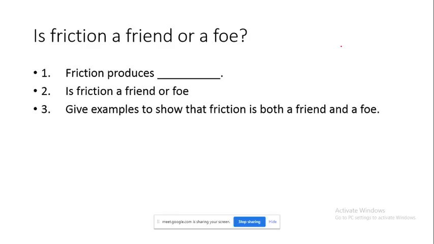I'll ask this one to Mokshida. Give me an example to tell that friction is a friend. Rubbing hands, ma'am. It will produce heat by rubbing hands. So you are telling it is a good thing. Okay. Now, Nandu, can you give me another example to tell that friction is a good thing?